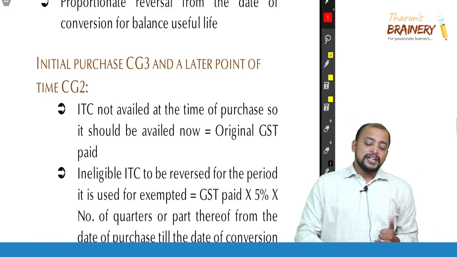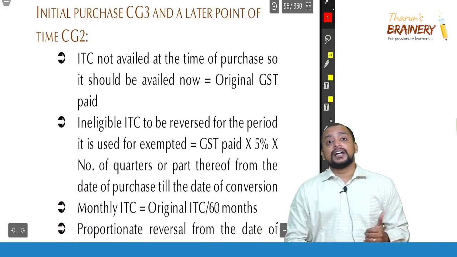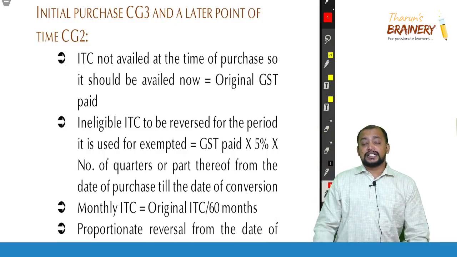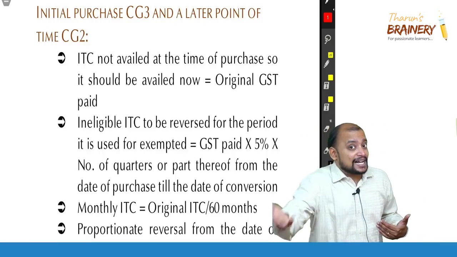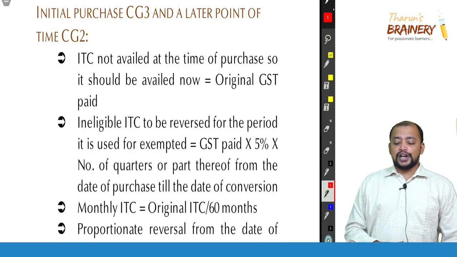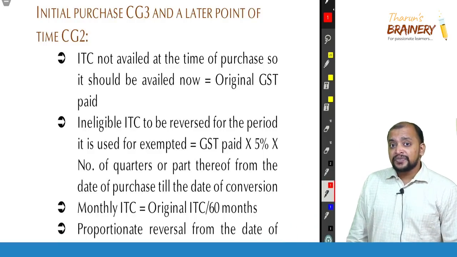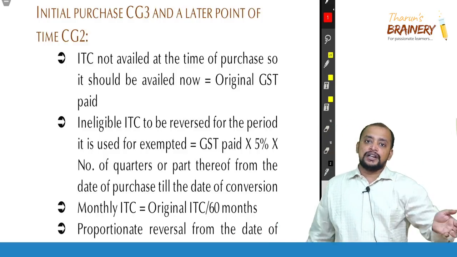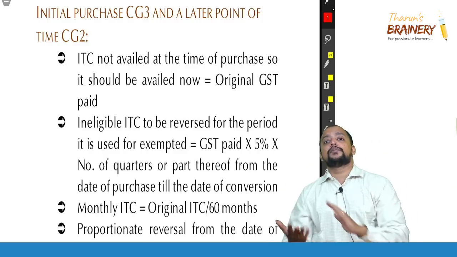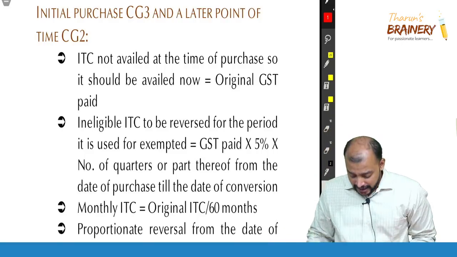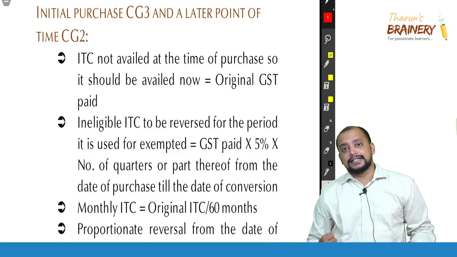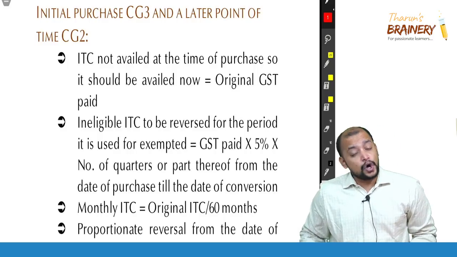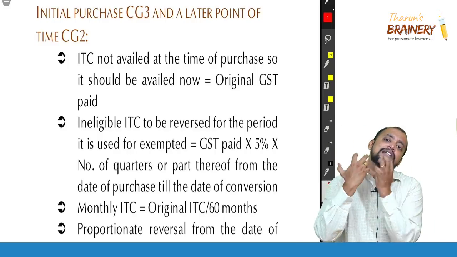Now second point, initial purchase I am using it exclusively for exempted supplies. At a later point of time I am using it for both taxable and exempted. In that case what I need to do? ITC at the time of purchase I have not taken because I was using it for exempted. Now the date when it became common, that is used for both taxable and exempted, I will be taking it as credit. So when I am taking it as credit, how much should I take? Full GST paid you take as credit.